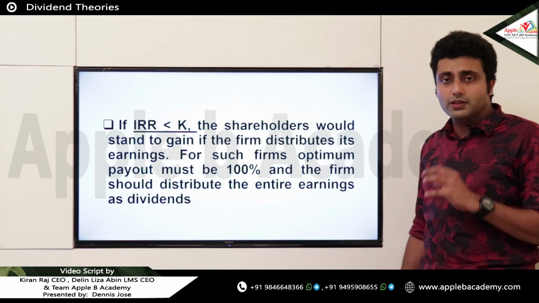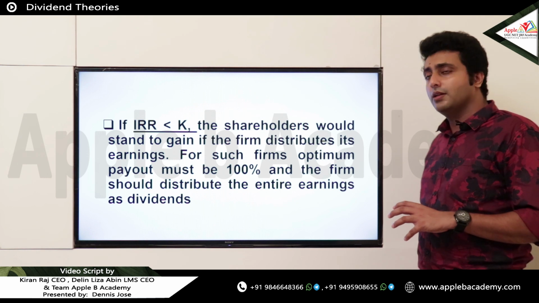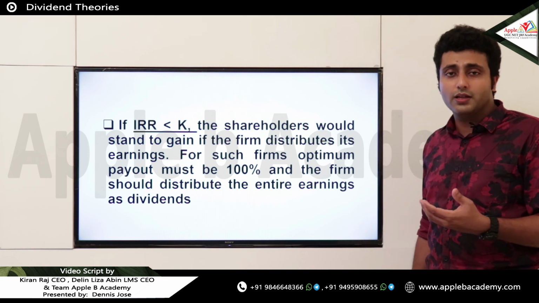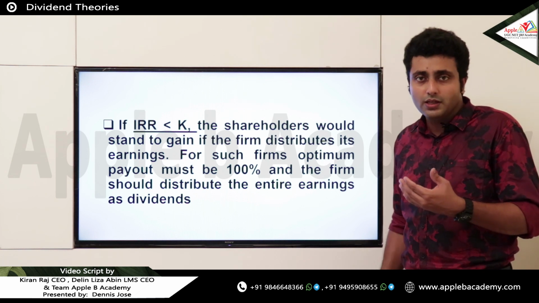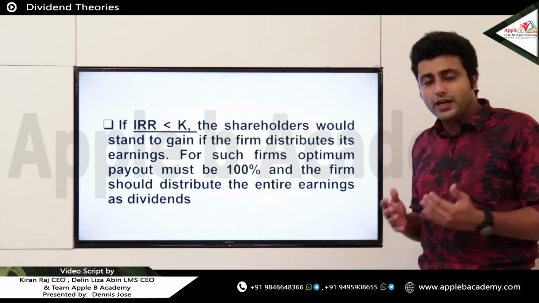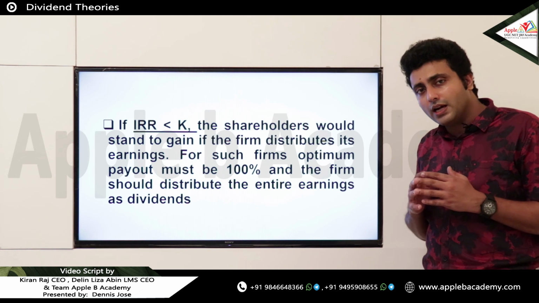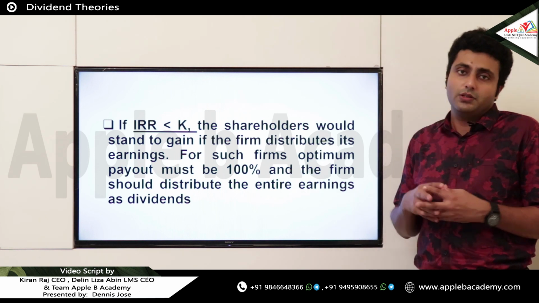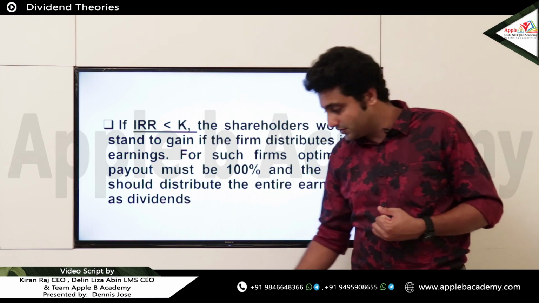In the second situation, where IRR is less than K, this means the firm is not growing. The cost of equity is higher than the return. So, the firm is actually losing money. In that case, the firm must pay out 100% of profit. 100% has to be given as dividend. So, the payout ratio must be 100%.